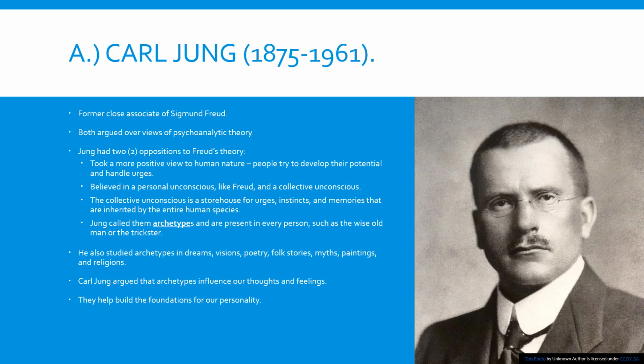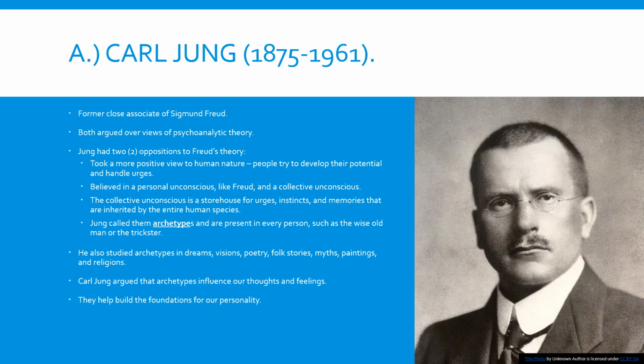One of these was Carl Jung. He was a former close associate of Sigmund Freud, but they both argued over views of psychoanalytic theory. Jung had two oppositions to Freud's theory. That he actually took a more positive view of human nature. He also believed in a personal unconscious like Freud, and a collective unconscious.